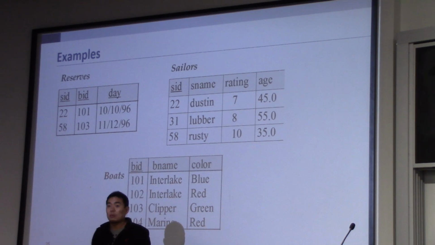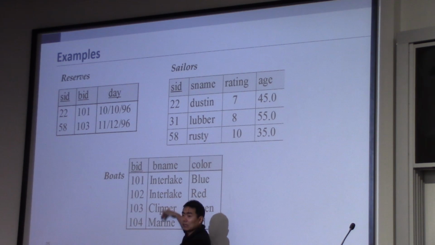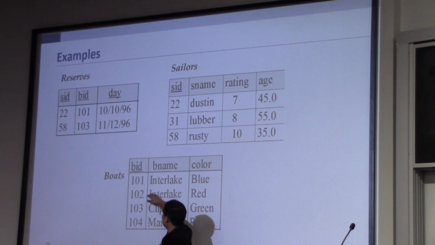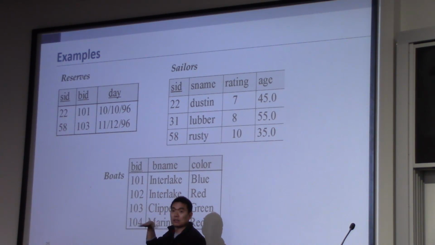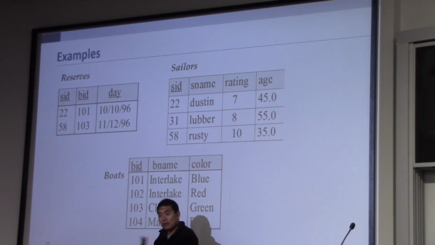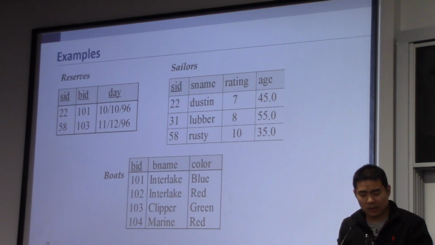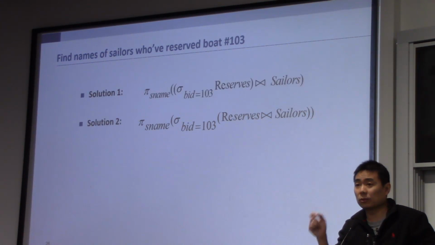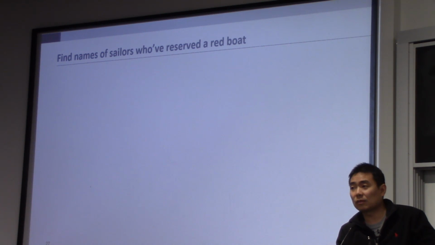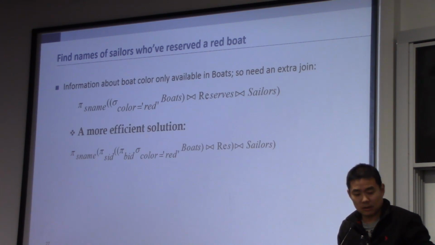That's wrong, right? Because what if I insert another boat called interlake later on? Or I delete one of the interlake boats? Then your query by example, query by instance construction, is wrong. Okay? That's another case where I want to show you never construct your query based on specific instances of your input.